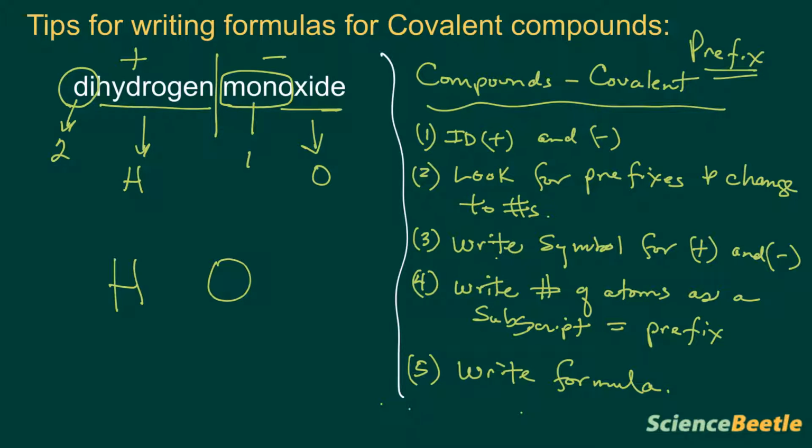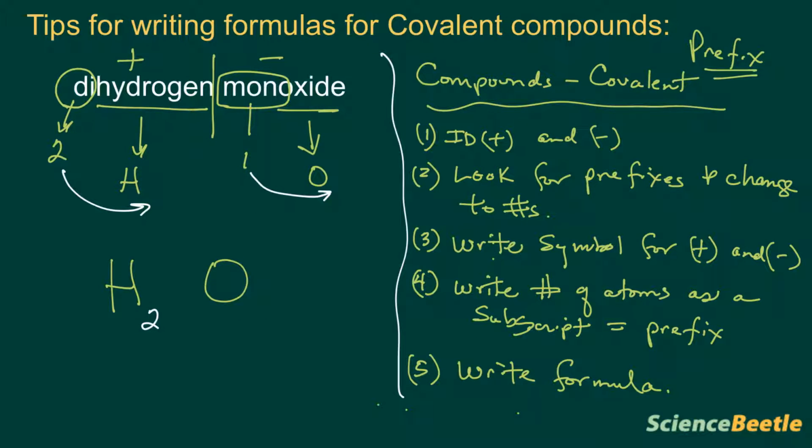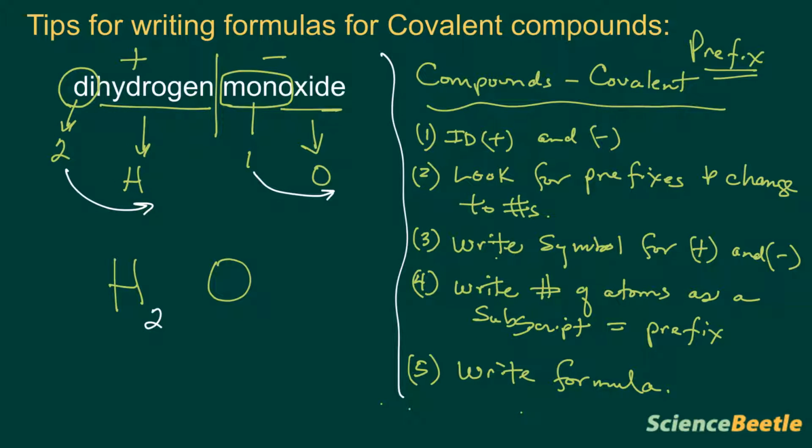Let me erase all this stuff that I just wrote, but essentially you're going to put that 2 down here. And then the oxygen is going to have the 1 that's going to go right below it. Because typically we don't write the 1, we'll eliminate that here and move this a little bit closer. Let me just rewrite it all the way through for you. This would be H2O, commonly known as water. And so that's the way that we get that formula for a covalent compound.